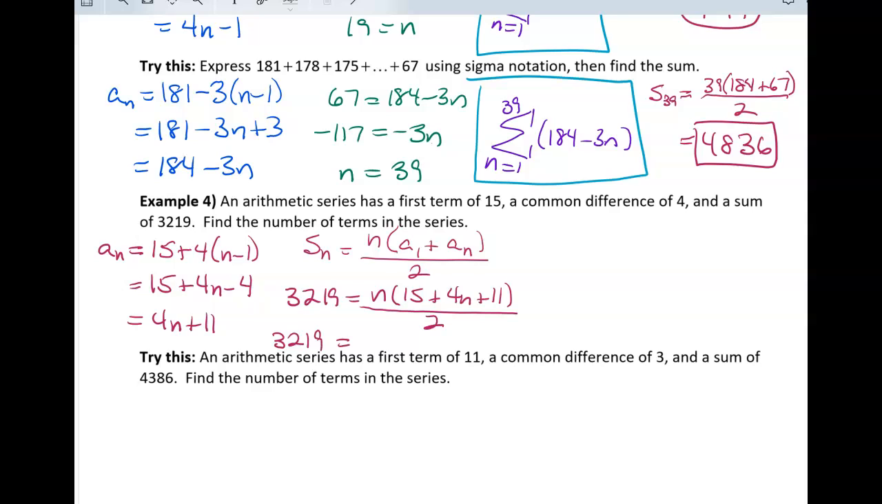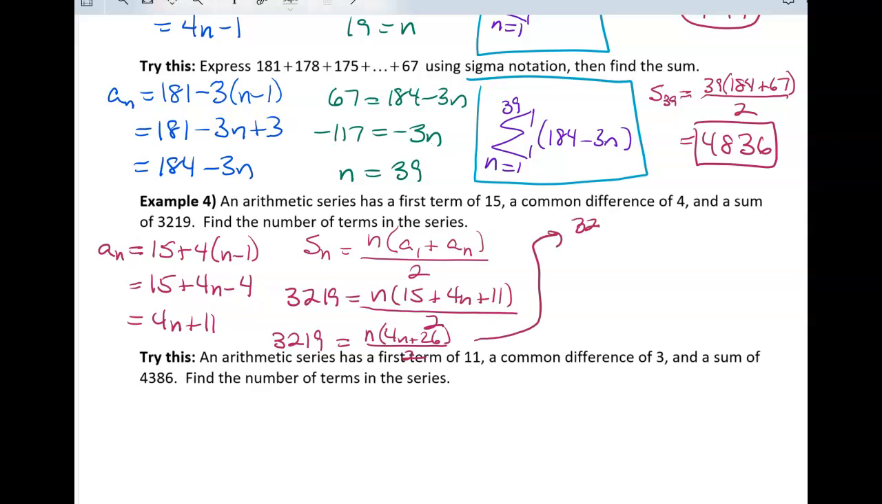So on the right side, we can do some simplification. We have n times (4n plus 26) over 2. Sorry, I'm squeezing that into the space available. Let's go ahead and simplify that.